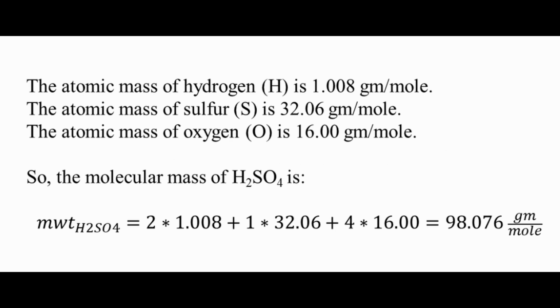The atomic mass of each component of H2SO4 can be found in most periodic tables. The atomic mass of hydrogen H is 1.008 grams per mole. The atomic mass of sulfur S is 32.06 grams per mole. The atomic mass of oxygen O is 16.00 grams per mole. So the molecular mass of H2SO4 is 2 times 1.008 plus 1 times 32.06 plus 4 times 16.00 equals 98.076 grams per mole.